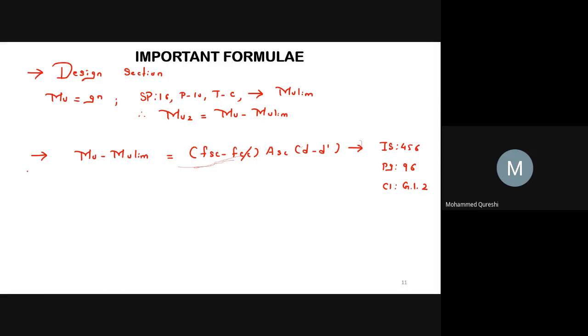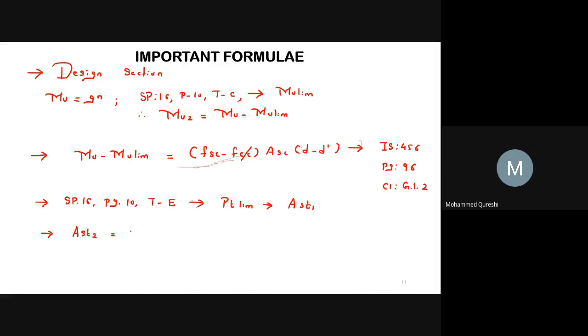1.2. So our next step will be, from SP16 page number 10, table number E, for the balanced singly reinforced beam, we have to calculate the value of Pt limit. And from Pt limit, we have to calculate the value of Ast1.